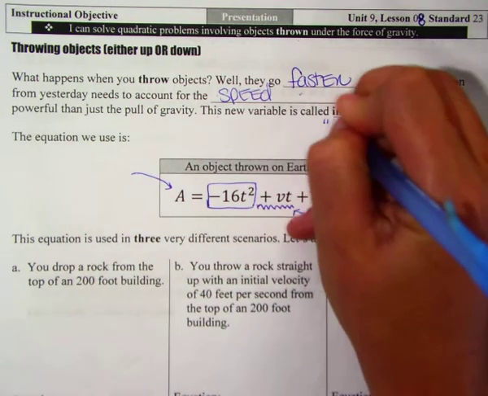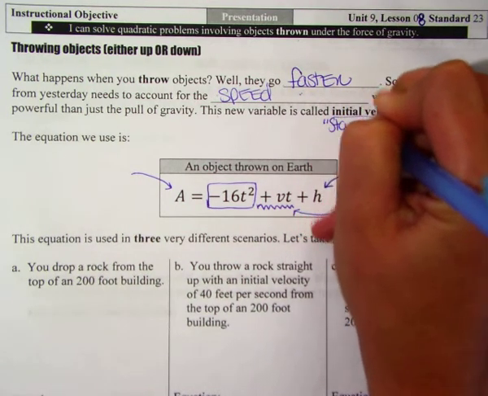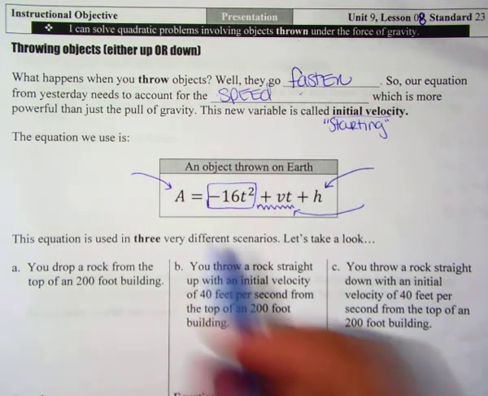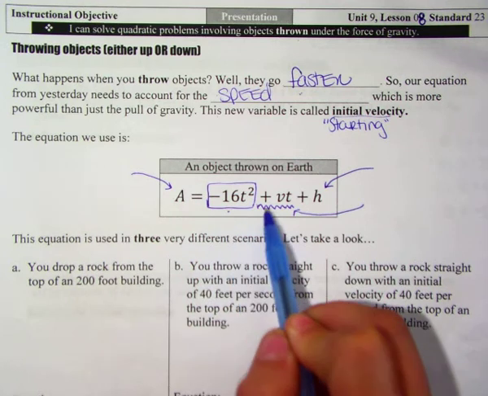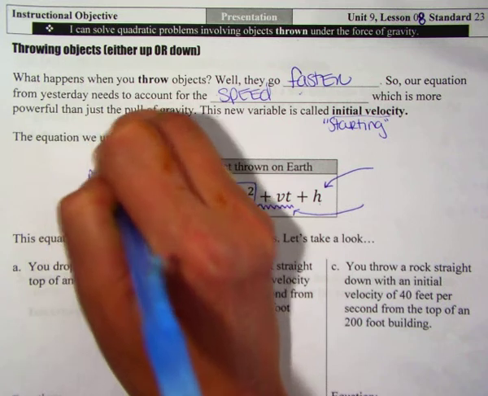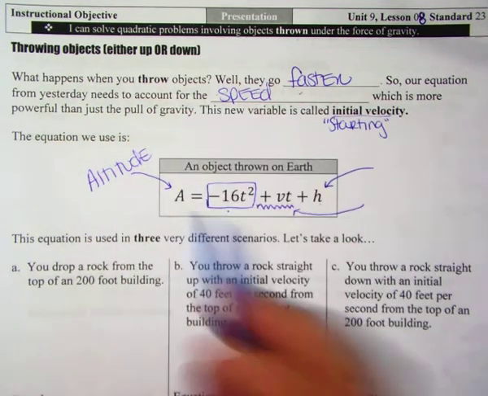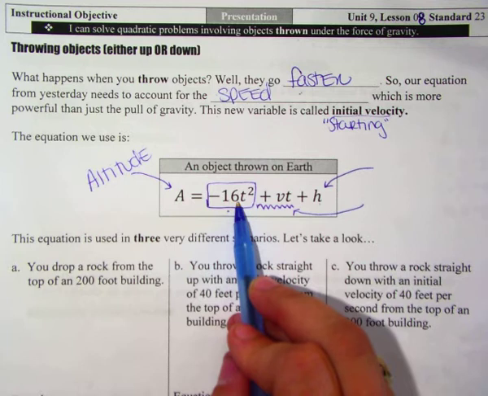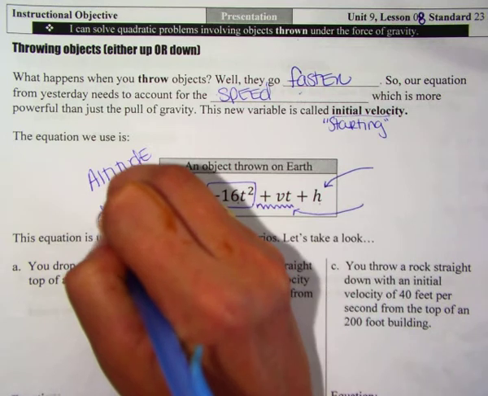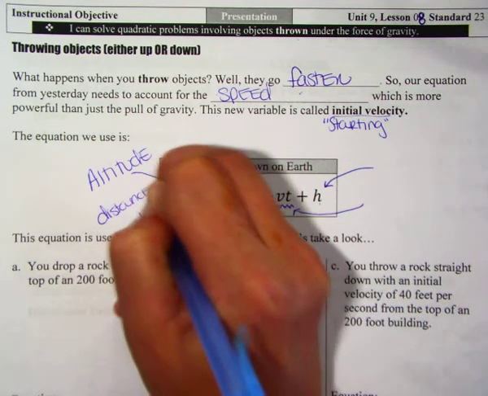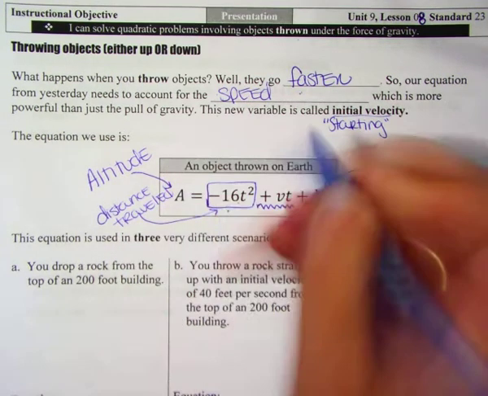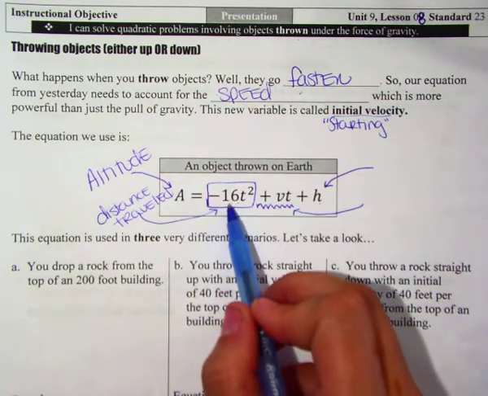Initial, by the way, means like starting. So what is the starting velocity? The equation we'll use is a equals negative 16t squared plus vt plus h. A still stands for the altitude, and it's dependent on how long it's been in the air, so that's time. Negative 16t squared, this still represents the distance traveled, just under the force of gravity.